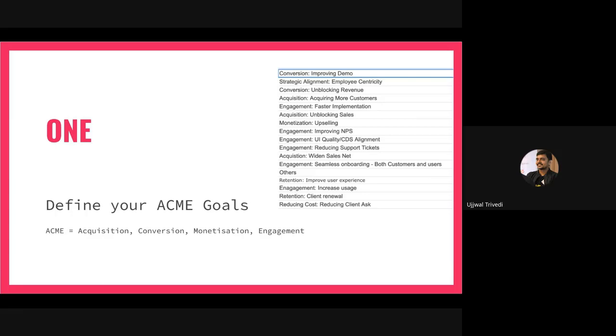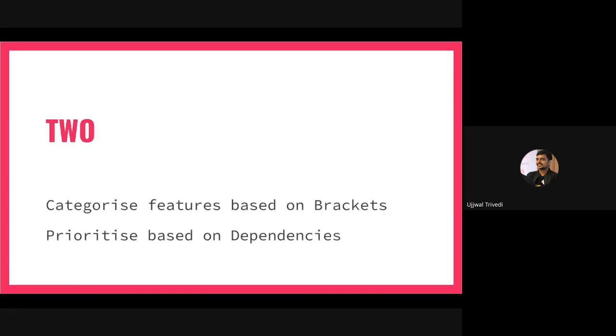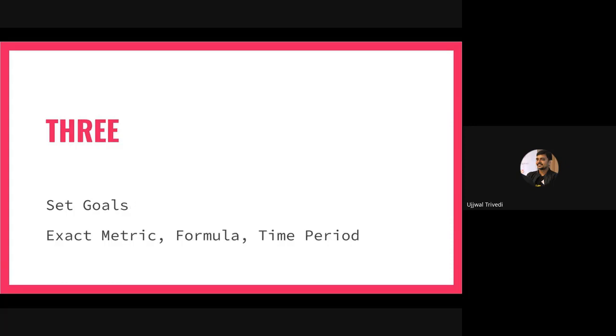This is how we have created goals, and then after that we categorize features into these different brackets, the 10 brackets that we talked about. Then उनकी आपस में क्या डिपेंडेंसीज हैं, पहले एक बनाने के लिए पहले क्या बनाना पड़ेगा, obviously that we will have to take up first, right? So based on that then we have to prioritize, right? Then the third step is to set the exact metric and formula for how you will calculate, right?